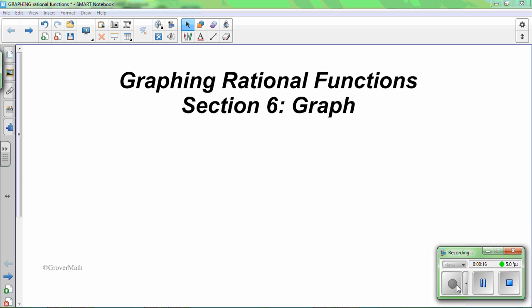We had a video focusing on the domain and vertical asymptotes, and then we had holes, and then horizontal asymptotes, and slant asymptotes, and x and y intercepts. So finally, we're now ready to put it all together and graph rational functions.